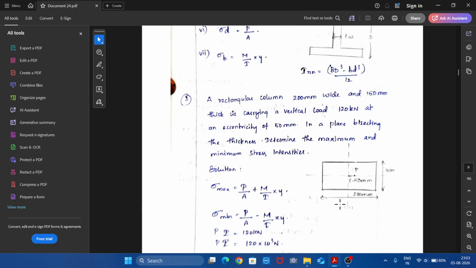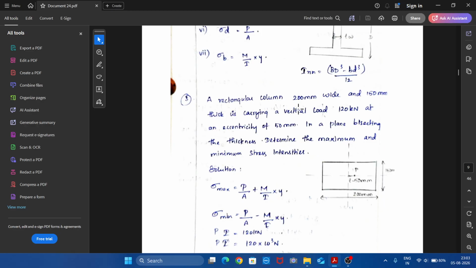So in this exercise, let us see a few more problems on direct and bending stress. Say we have a rectangular column 200 mm wide and 150 mm thick carrying a vertical load of 120 kN at an eccentricity of 50 mm in a plane bisecting the thickness. Determine the maximum and minimum stress intensities.